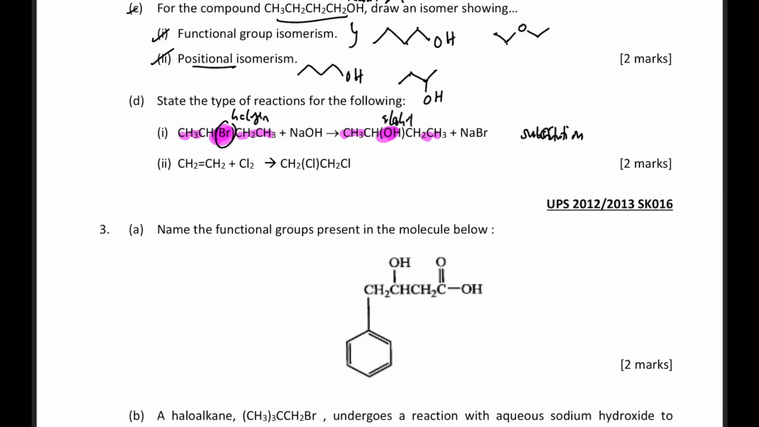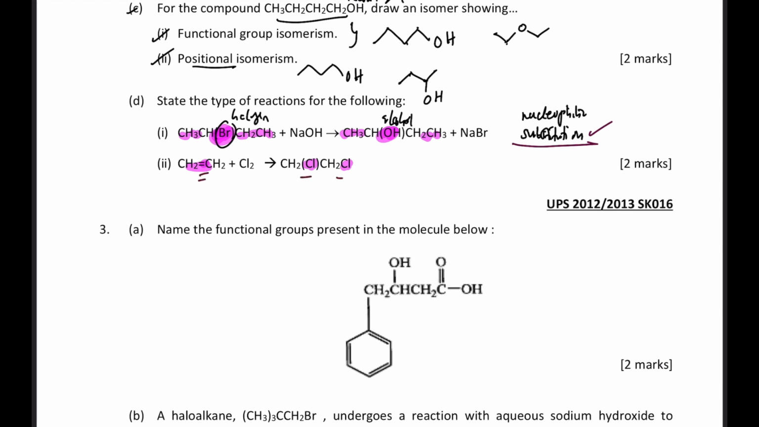And ini adalah Br, halogen. Halogen tukar pergi alkohol. Terus itu adalah nucleophilic substitution. Okay. But untuk PDT sekali lagi, jawab substitution saja pun okay sudah. Okay, next. Number 2, kita ada alkenes menjadi Cl and then Cl.